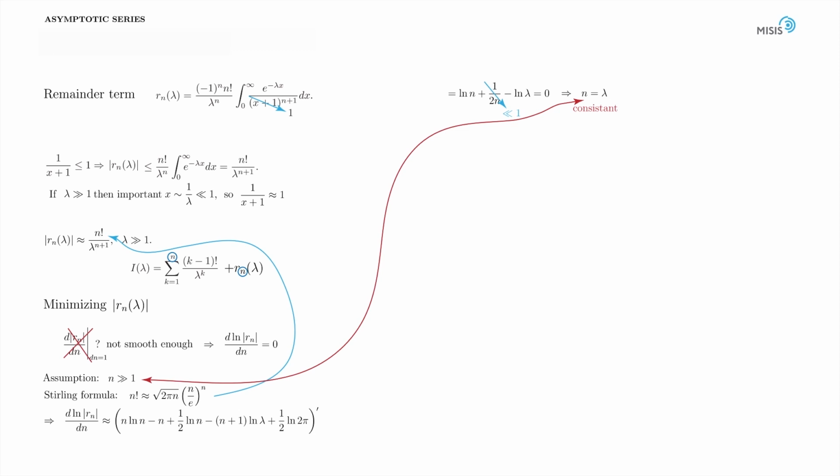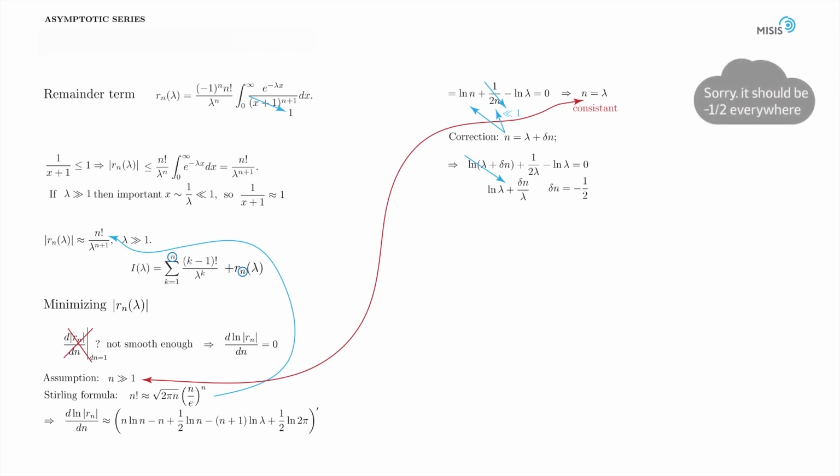We represent n as lambda plus some small correction delta n. Plugging it into our extremum equation, we get. Now we expand log in terms of large lambda and get the answer for the correction, delta n is equal to 1/2. So the full solution of the extremum equation is n is equal to lambda plus 1/2. Well, of course, the integer part of lambda plus 1/2 should be understood here. Next, we plug it into our approximate expression for the error.